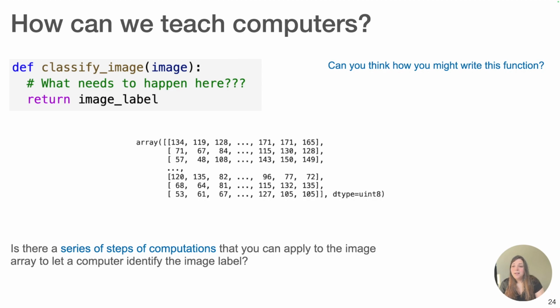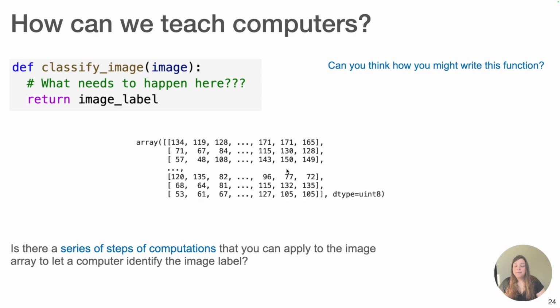So if I were to give you an image and I told you to classify it as a set of labels, can you think of an algorithm or a series of steps that you might write into this function?